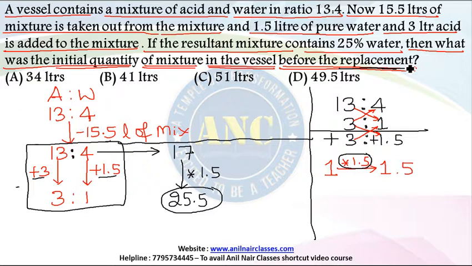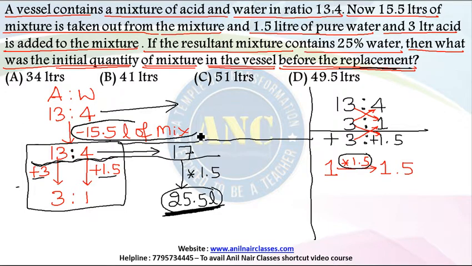So before that is done, at this point of time, what is the initial quantity of mixture is the question. I am having 25.5 liters of mixture at this point of time. This 25.5 liters of mixture, whatever I have, it is after removing 15.5 liters of mixture. After I remove 15.5 liters of mixture, I am still left with 25.5 liters of mixture.